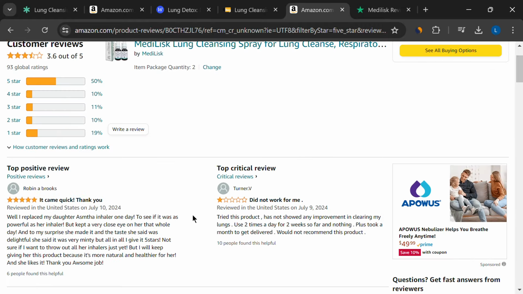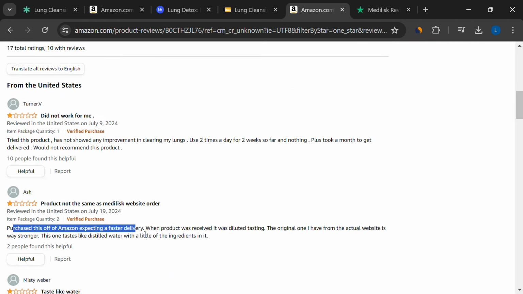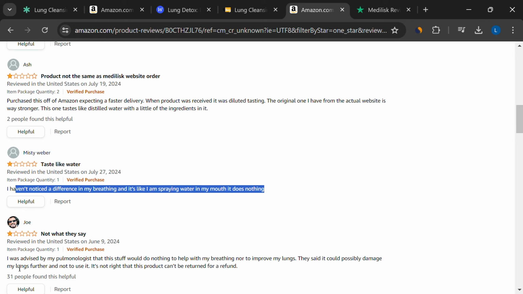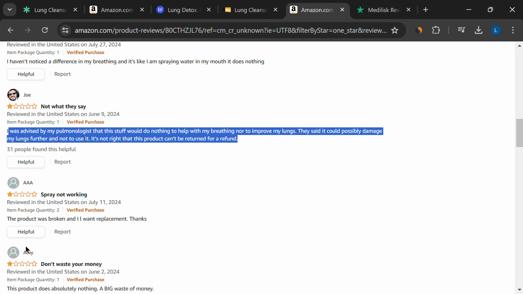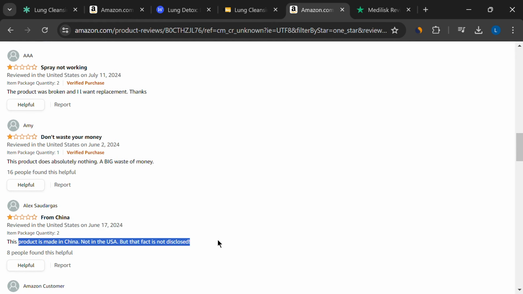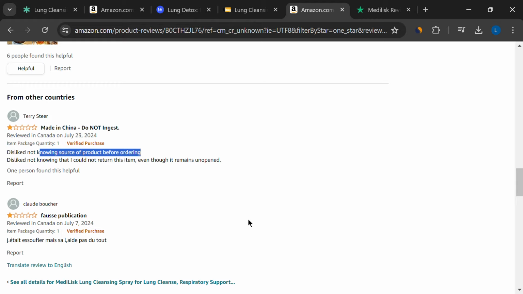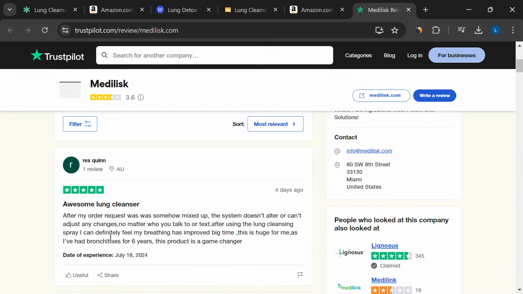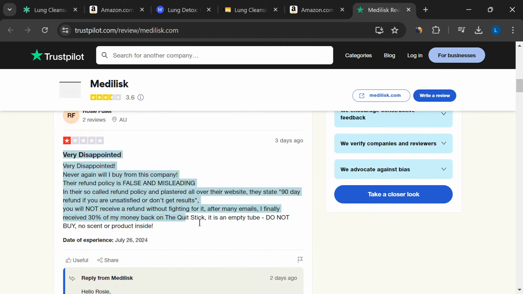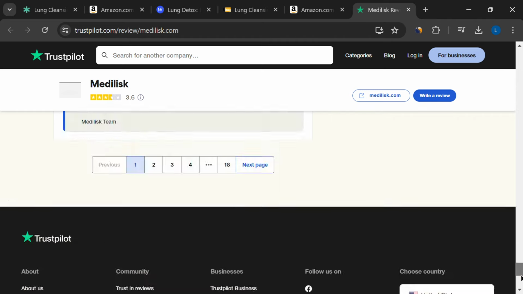However, not all reviews are glowing. Some users have found the product to be ineffective, noticing no improvement in their respiratory health. There are also complaints about the quality and consistency of the product, with some bottles seeming diluted. Delivery delays, poor customer service, and difficulties in obtaining refunds have also been reported. Additionally, there are concerns about the product's origin and manufacturing transparency, with some users receiving damaged or faulty products.